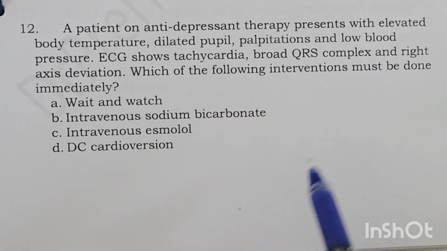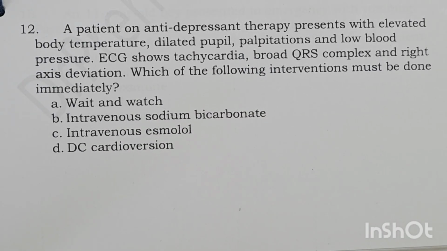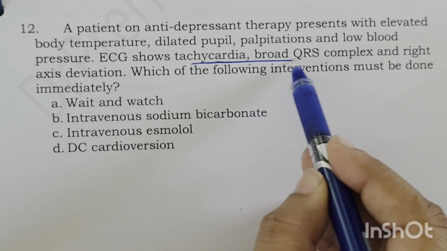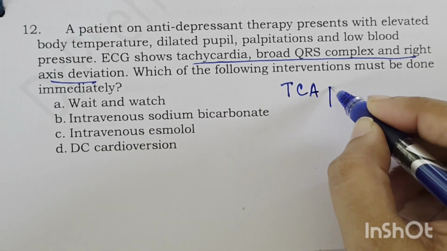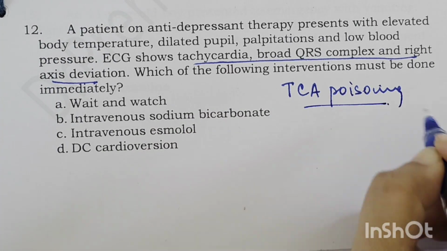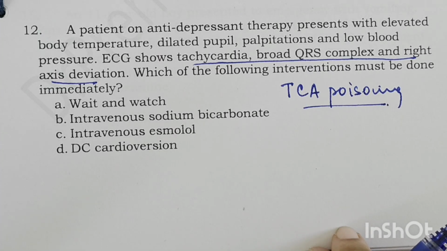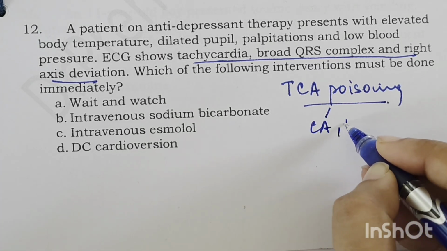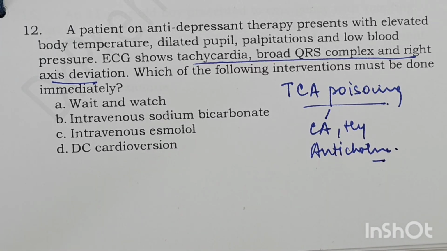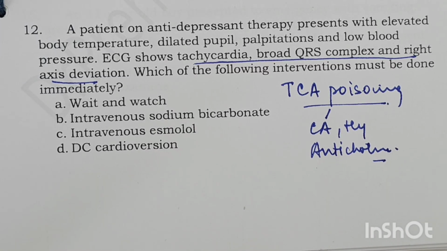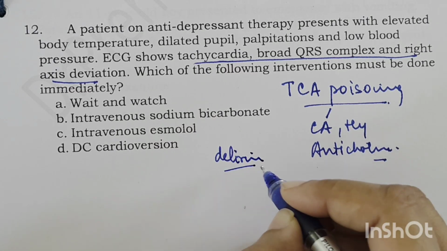A patient on antidepressant therapy presents with elevated body temperature, dilated pupil, palpitations, and low blood pressure. ECG shows tachycardia, broad QRS complex, and right axis deviation. Which intervention must be done immediately? These symptoms indicate TCA poisoning, that is tricyclic antidepressant poisoning. It presents with cardiac arrhythmias, hypotension, and anticholinergic signs like flushing, dilated pupil, intestinal ileus. CNS symptoms like delirium and hallucinations also occur.